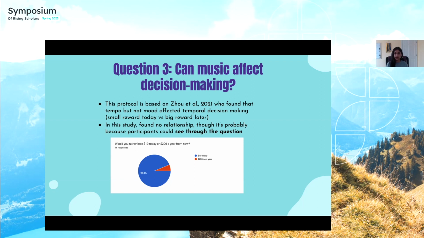And this is the baseline question that we asked. It said, would you rather lose $10 today or $200 a year from now? I think this is a pretty obvious question, so it's pretty obvious to choose the quote unquote right answer. That muddled up the data a little bit because participants were choosing based on what they thought was the correct answer, not based on the music stimuli that was presented to them. So in the future, I think future studies should make the decision test more subtle if I was to do this research paper again.